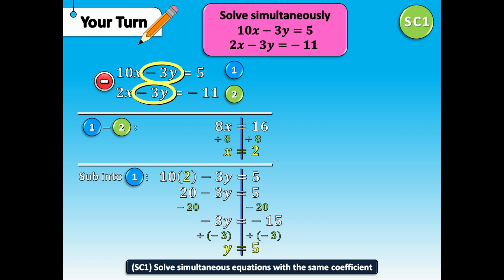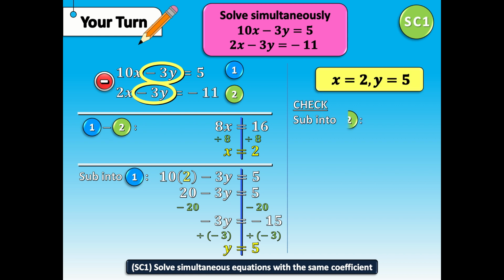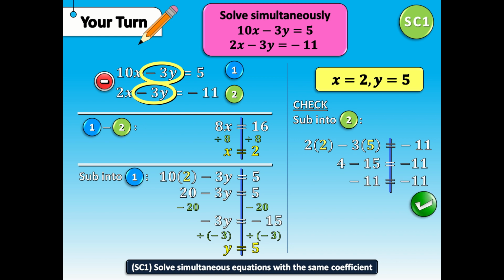That means my two solutions are x equals 2 and y equals 5, and I can check this by substituting them both into the second equation. So 2 times 2 take away 3 times 5 should equal minus 11. 2 times 2 is 4, 3 times 5 is 15, and 4 take away 15 is minus 11. So I've done that one correctly.